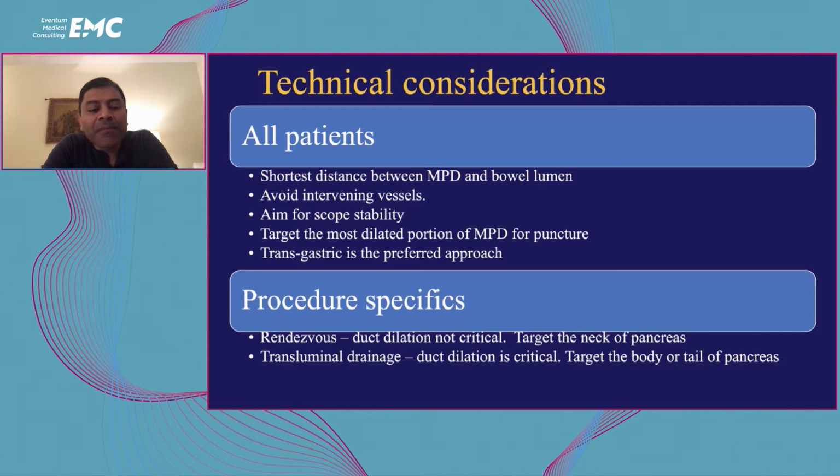Specifically, when performing the rendezvous technique, duct dilation is not important. Therefore, you target the neck of the pancreas because it's directly in line with the major duodenal papilla, and it's easier to pass a guide wire. When you perform transluminal drainage, obviously, duct dilation is important. If you don't have good space in the pancreatic duct, then it becomes very, very difficult to create a communication between the stomach or the small bowel and the pancreatic duct.